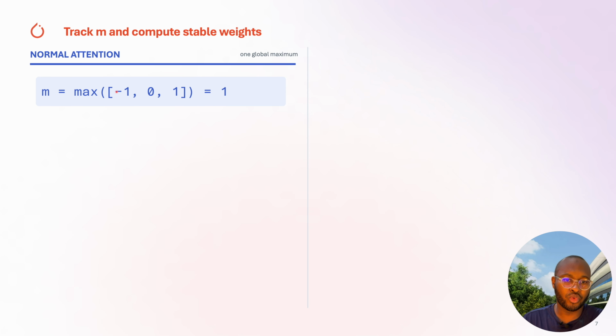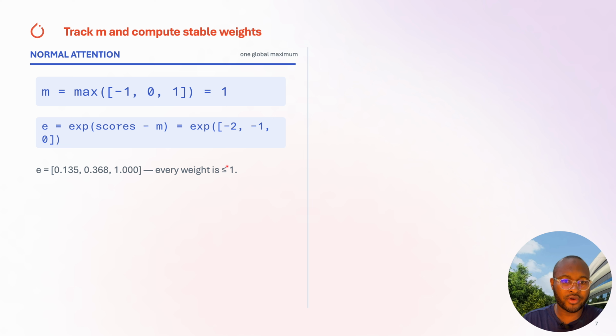As I have mentioned, we'll be subtracting the maximum from every score. This is essentially for numerical stability. The maximum is 1. For normal attention, we subtract 1 from the scores and we get these values. When we take the exponentials, we get this. The softmax will be those exponentials divided by the summation.